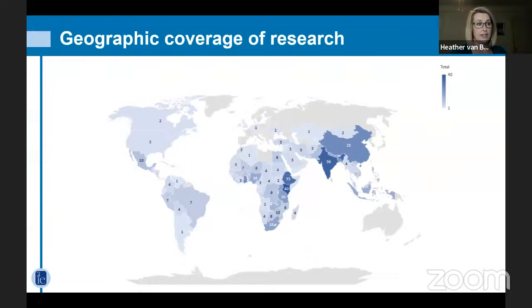As far as geographic distribution of the studies, at the country level, we find that Kenya had the most studies with 40, followed by India with 36 and Ethiopia with 33 studies. We find good coverage across all of our low and middle income country regions. There's no region of the world that was excluded from the map. And we do have a few high income countries on the map that made it in because they were included in multi-country studies along with our low and middle income countries.